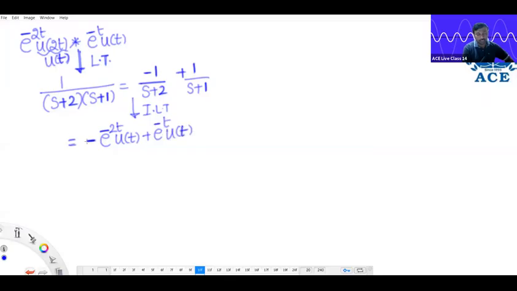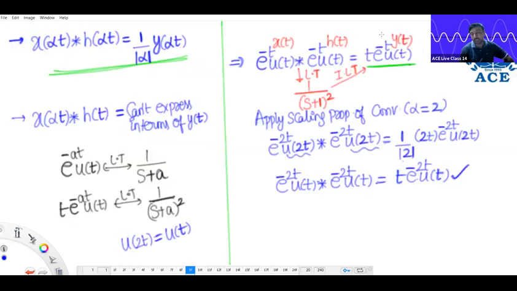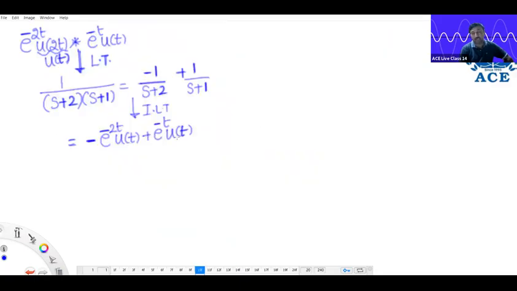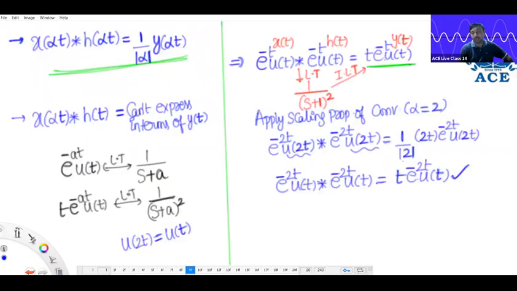We obtained some answer which cannot be linked in terms of original output. From our previous slide, what is the original output answer, sir? T times e power minus t ut. But here we got a different result or not? Only if you scale input, we are getting some answer that cannot be linked in terms of original output. That is what I have written.